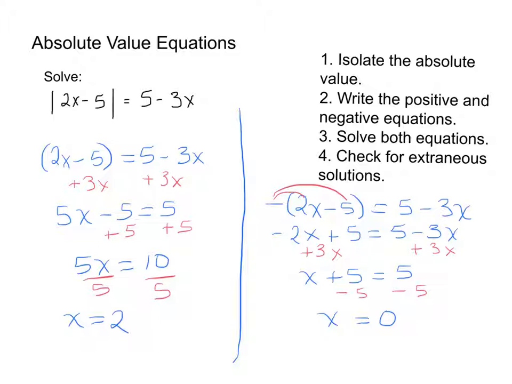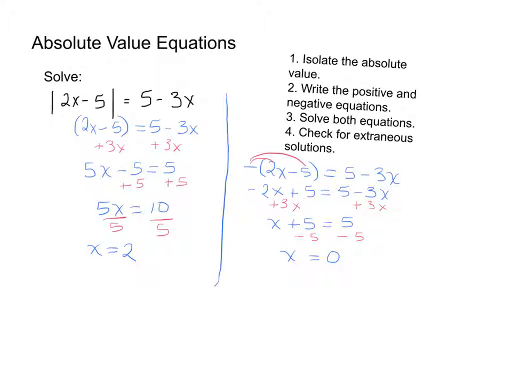So that was step 3, solving both equations. I get two solutions here, 2 and 0. But then I need to check for extraneous solutions. And if you remember, extraneous solutions would be if 2 was a correct answer to 2x minus 5 equals 5 minus 3x, but not to the absolute value, not to the original equation. It's a solution to a modified form of the equation, but maybe not to the original. So I need to check those answers back in the original equation. So I'm going to do that. I'll make that a little smaller so I have space to do it.